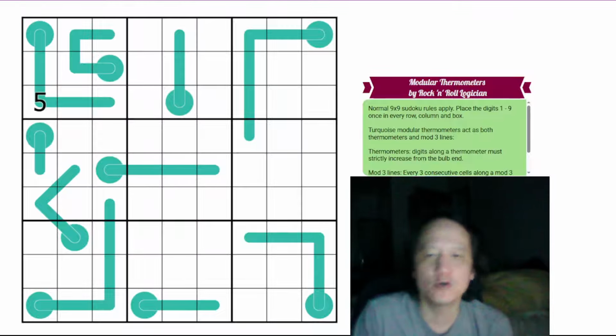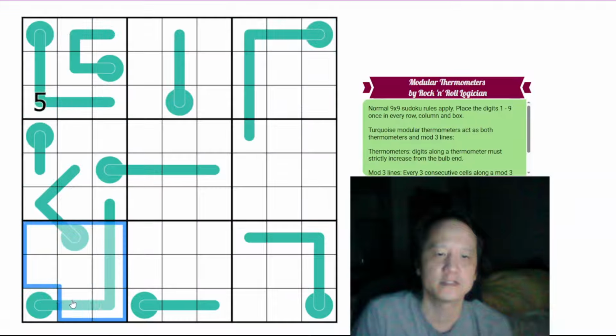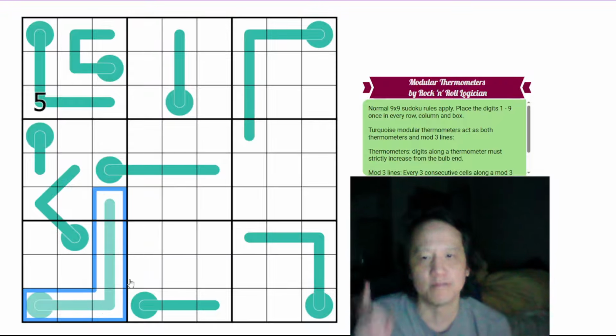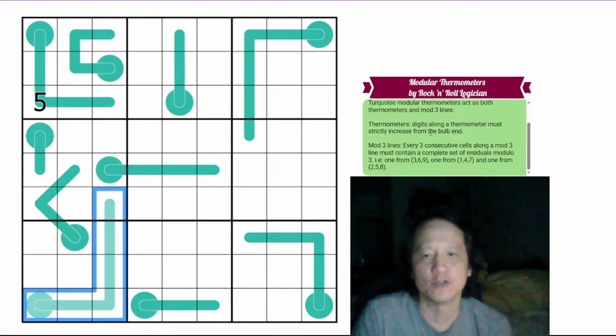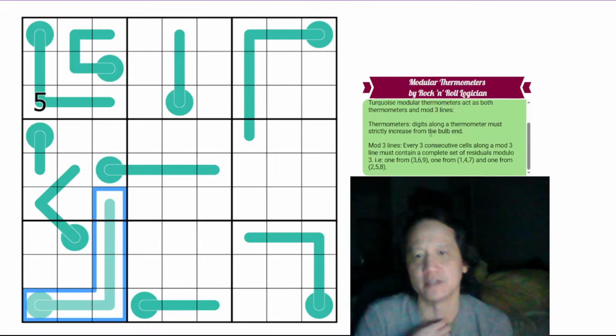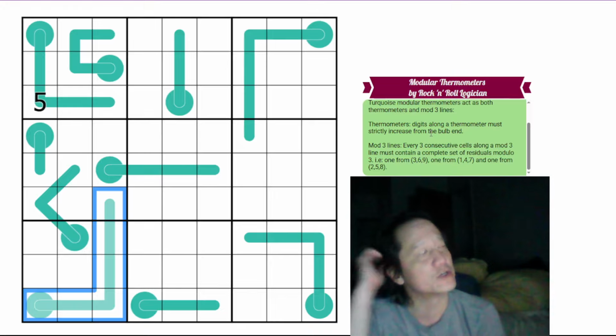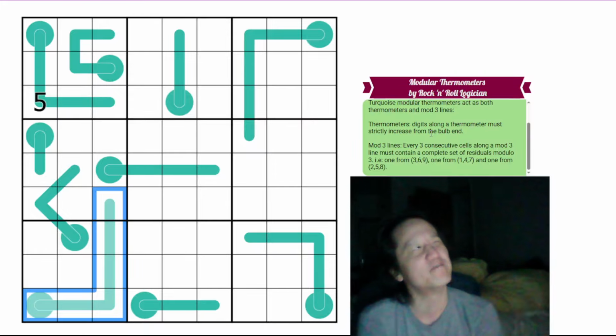We have normal 9 by 9 Sudoku rules, which means place the digits 1 through 9 once in every row, column, and box. Turquoise modular thermometers act as both thermometers and mod 3 lines, which are typically known as modular lines. But it's good to have a differentiator, because you potentially could have mod 4 lines or mod 5 lines also.